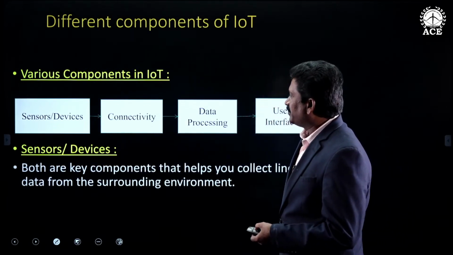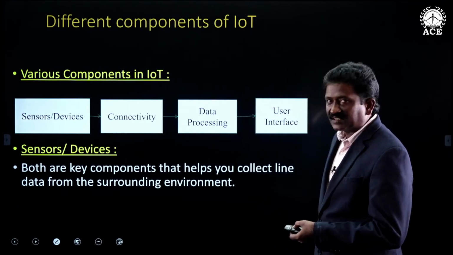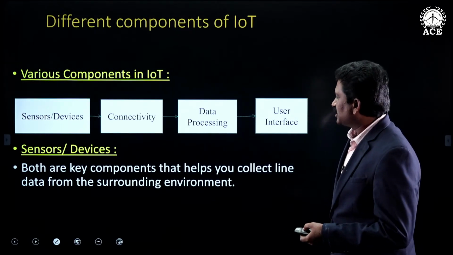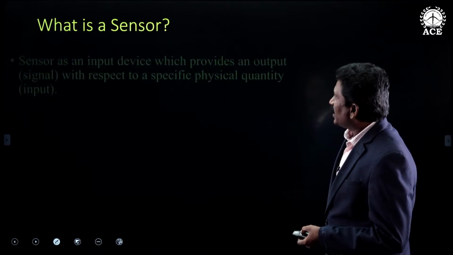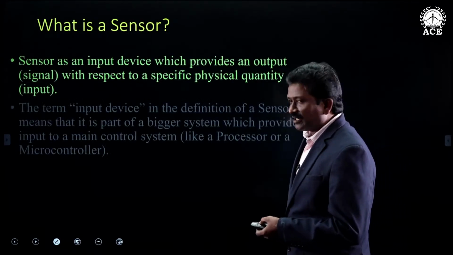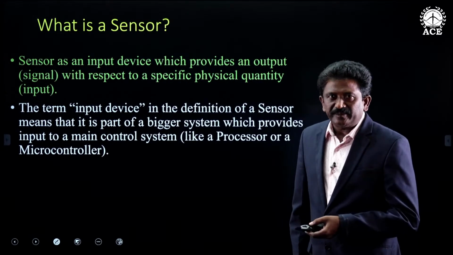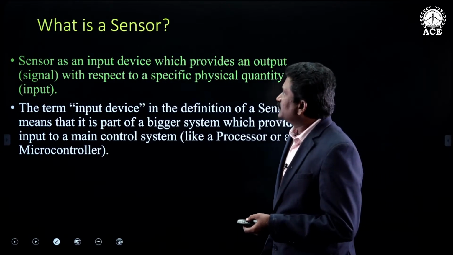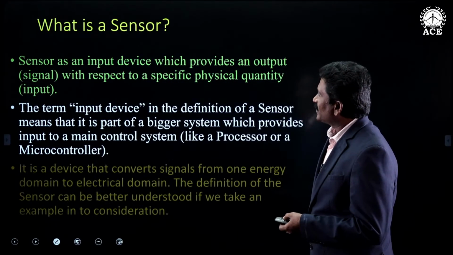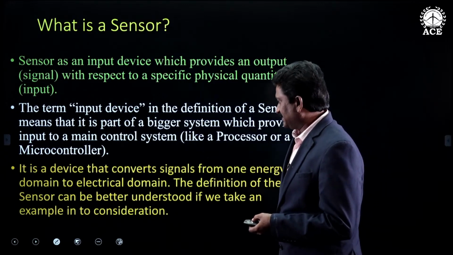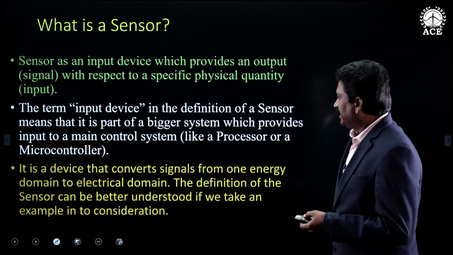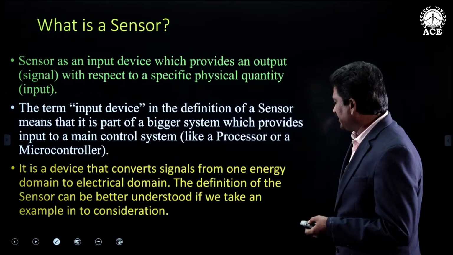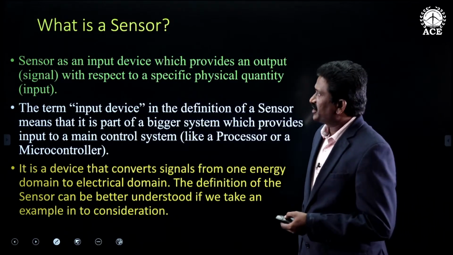What is the role of the sensor? Both sensors and devices are key components that help you collect live data from the surrounding environment. What is a sensor? With the help of a sensor, you can change any physical quantity into an electrical signal. That is the role of the sensor. It is a device that converts a signal from one energy domain to the electrical domain. The definition of the sensor can be better understood if we take an example into consideration.